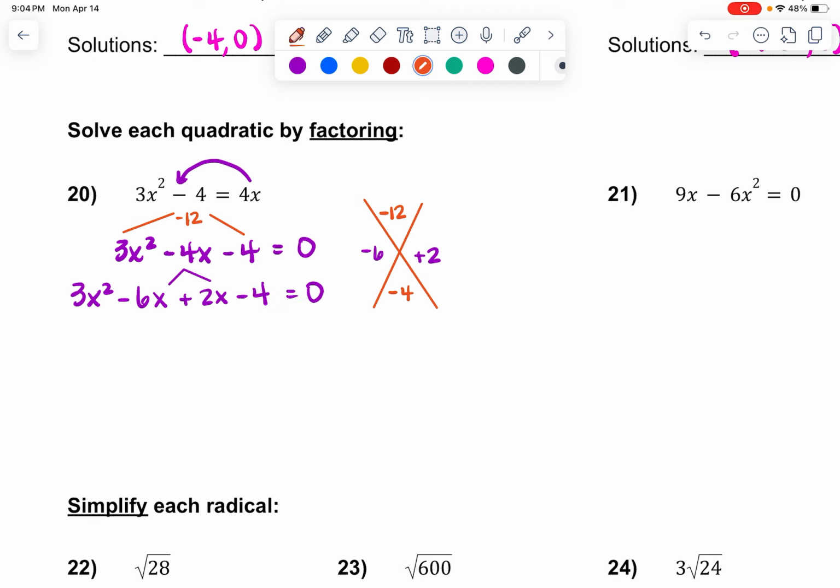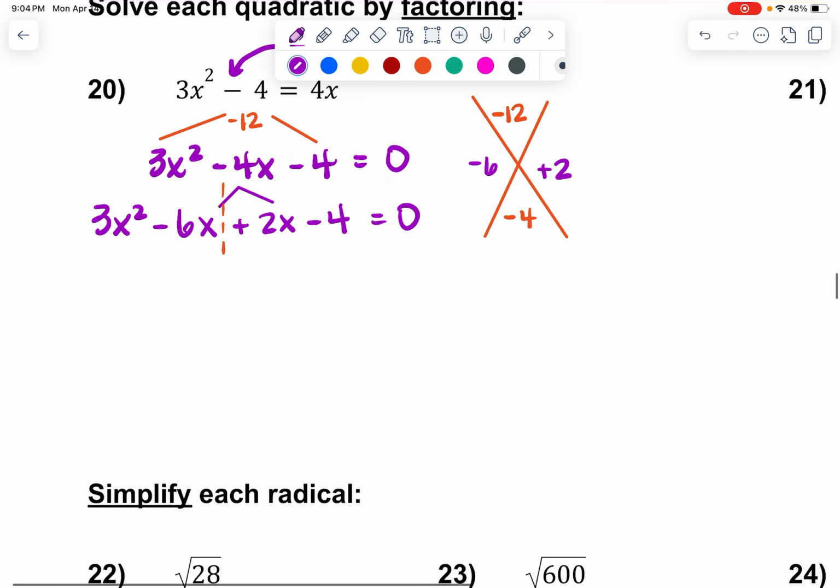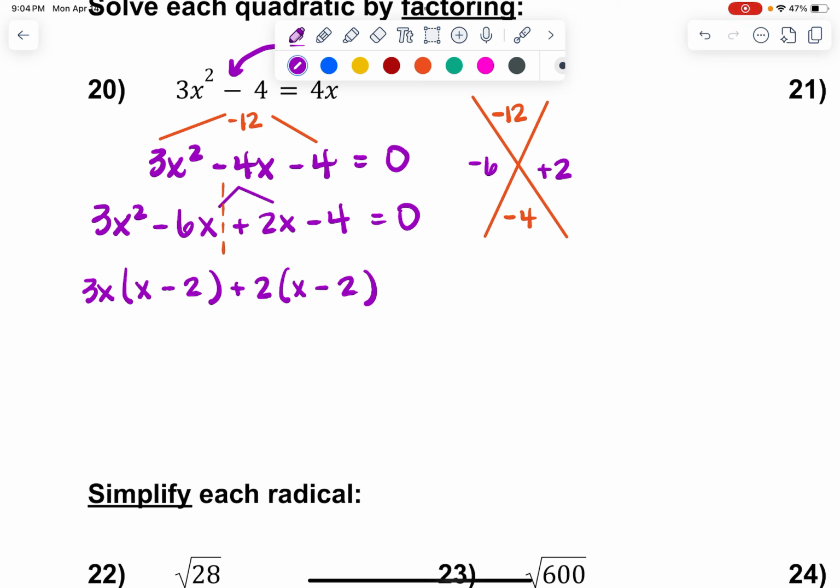And then we're going to factor by grouping, right? So we're going to split this down the middle and then do GCF 3 times in a row. So it looks like our first two terms have a 3x in common, which will leave us x minus 2. And then our second two terms have a positive 2 in common, which leaves us with x minus 2. So now we can take out the x minus 2, and our other factor is the leftovers, 3x plus 2.